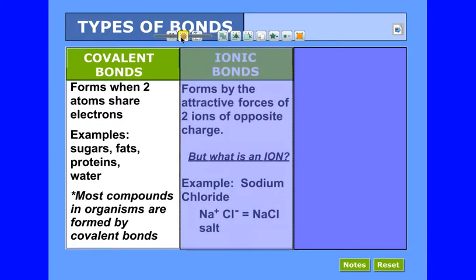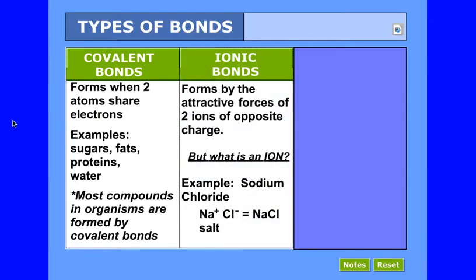We also will see some ionic bonds. Ionic bonds form because they're attracted to an ion of an opposite charge. So, for example, sodium chloride, this is table salt. Whenever sodium loses an electron, it makes a positive charge. Whenever chlorine gains an electron, it makes a negative charge, and that negative is attracted to that positive, so those two elements will stick together and form a new compound called salt.